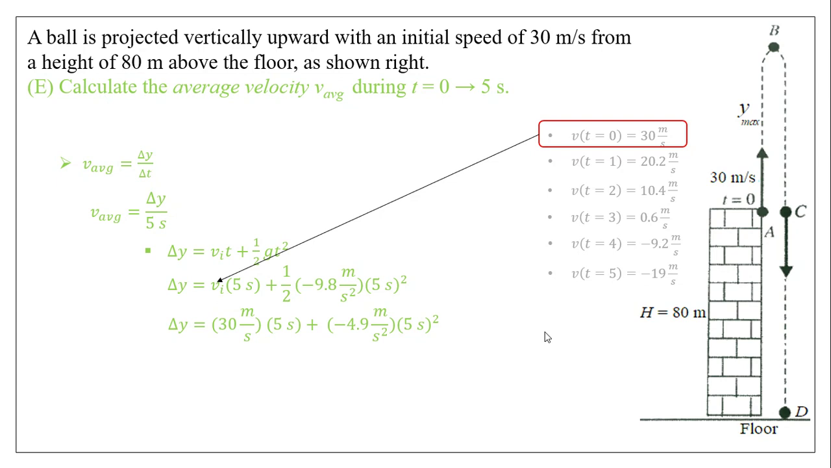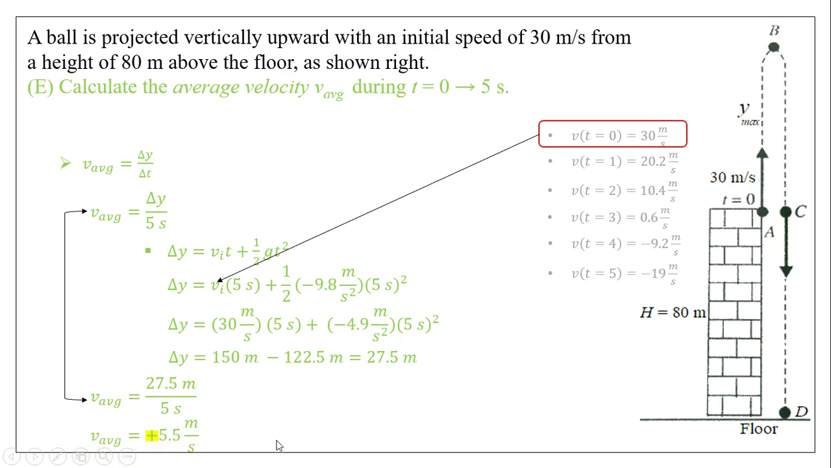Therefore, if I substitute in vi being 30, if you simplify all this, 30 times 5 is 150, and then negative 4.9 times 5 squared, which is 25, will give you negative 122.5. If you take the difference here, we have 150 minus 122.5. You should get a positive 27.5, and it's our vertical displacement. So our vertical displacement can be substituted for 27.5. Our time here is 5 seconds, so I'll just substitute that in. If we simplify this on our calculator, we should get 5.5, and it'll be positive. So therefore, our answer is 5.5 meters per second upward.